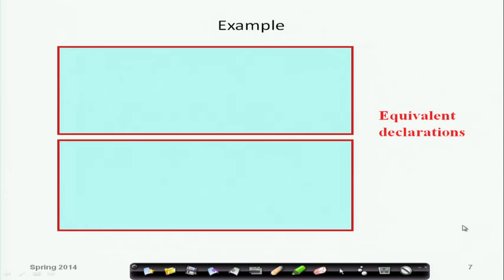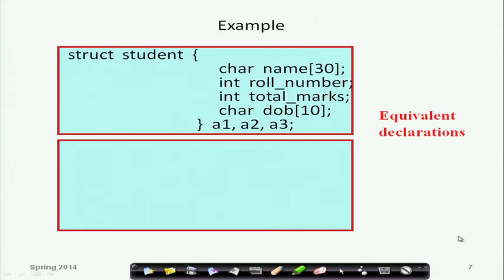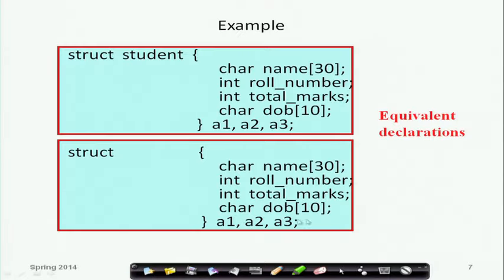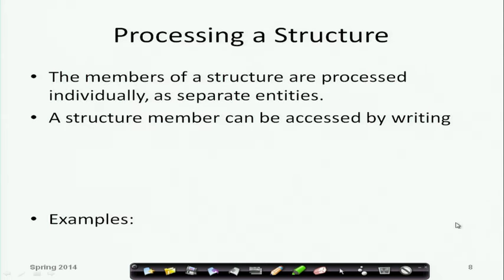So, here is an example, we will conclude this lecture with this example. So, struct student, character name[30], int roll number, int total marks, character date of birth[10], A1, A2, A3. That means, A1, A2 and A3 are 3 students, 3 pieces of student information. Or I could have done it in the way I have just now shown, the same thing without giving any tag over here. These are equivalent. Okay. Now, next lecture we will talk about how you process a structure. Okay. That will come in the next lecture.